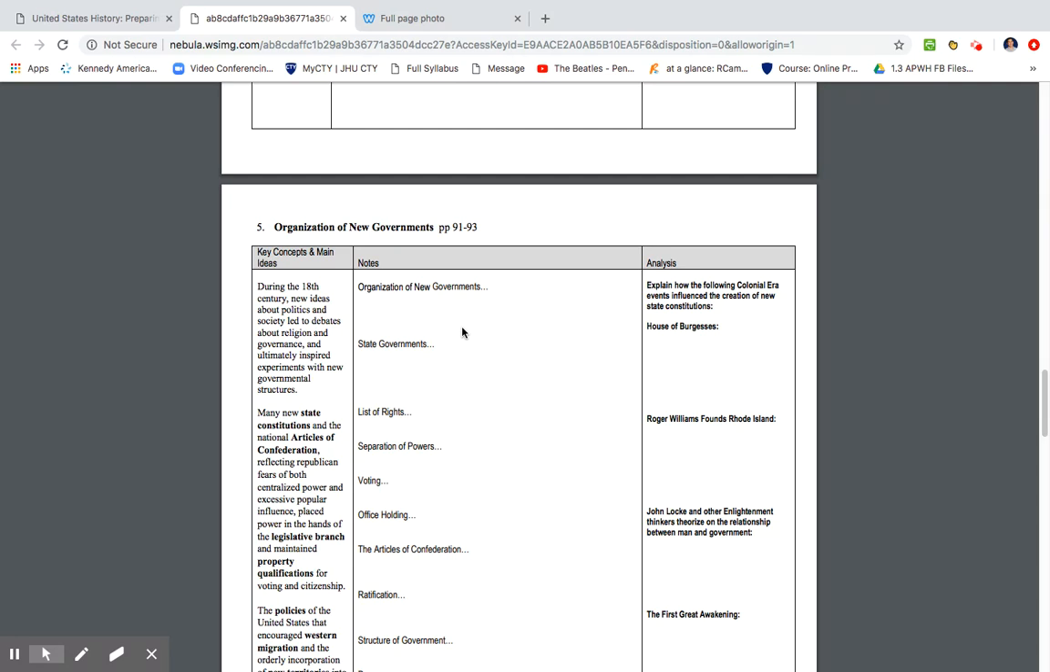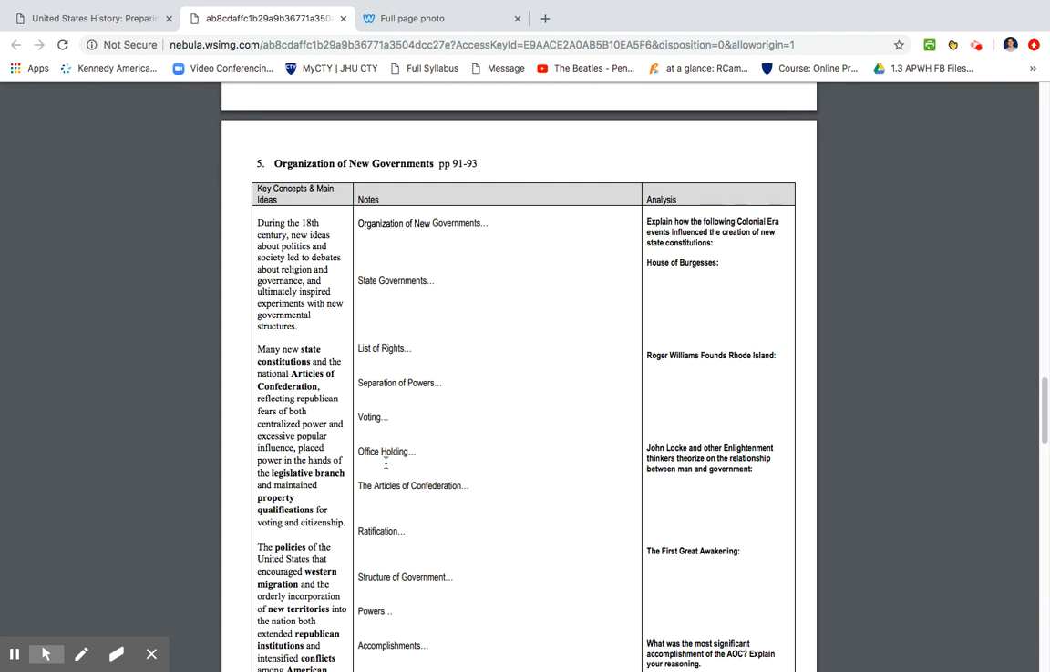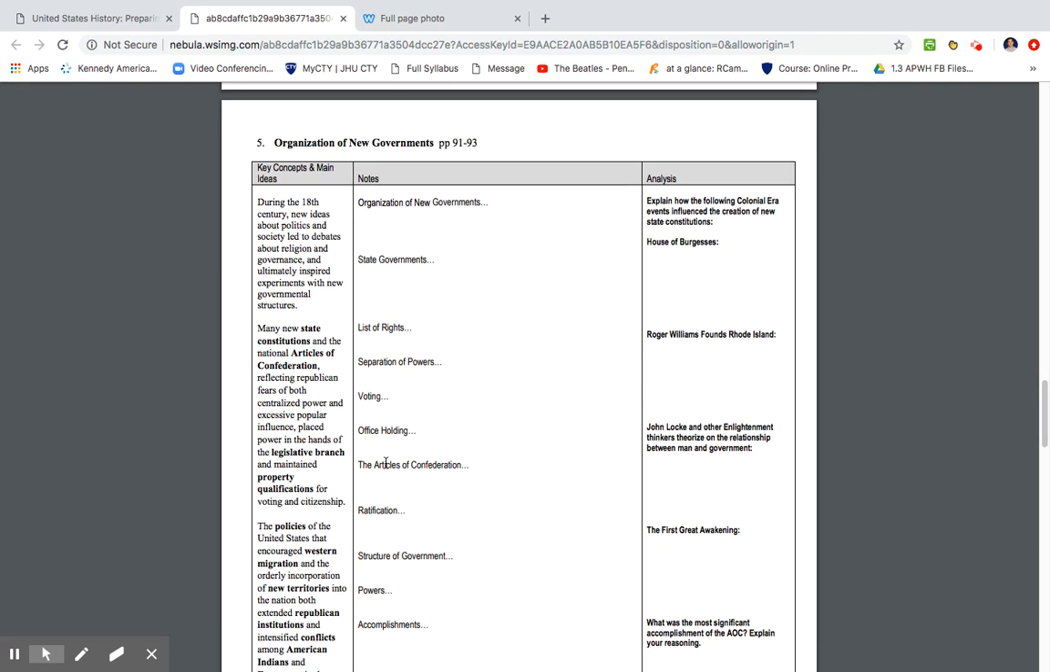Organization of new governments. Think about separation of powers, three branches. That was one thing that was common in the state governments. You are also getting a Bill of Rights. That's another thing that's very important in state governments. So I said here, freedom of religion, different branches, checks and balances. Voting was limited to white men with property. Right? Office holding, white men with a lot of property. And that's because they felt that these people were educated, but at the same time they had more stake in terms of the success of the government.